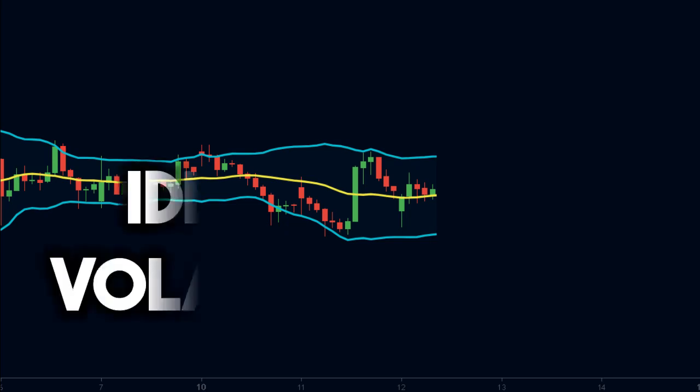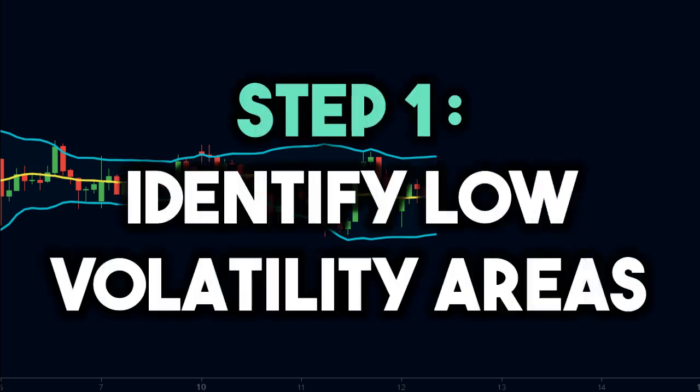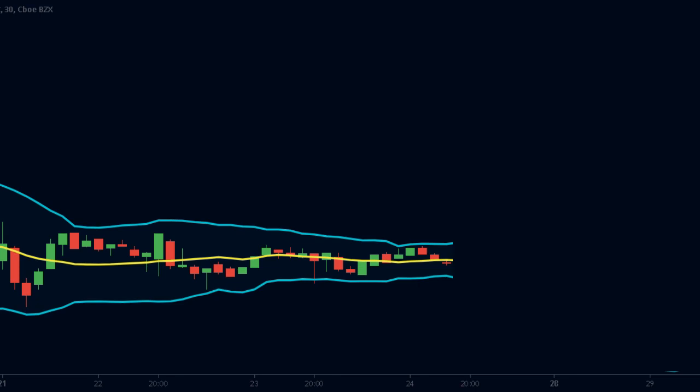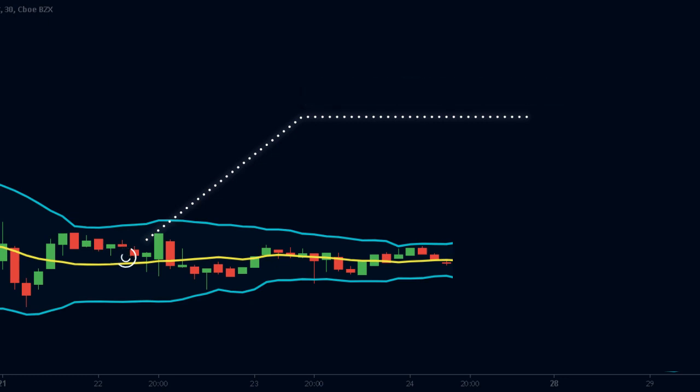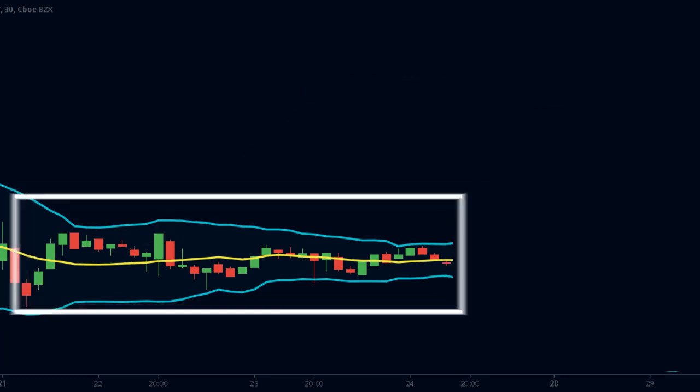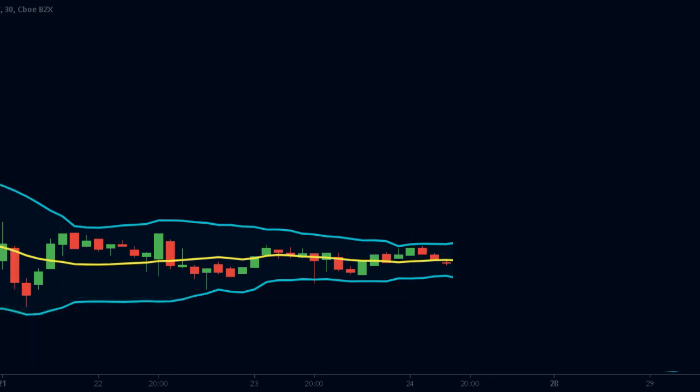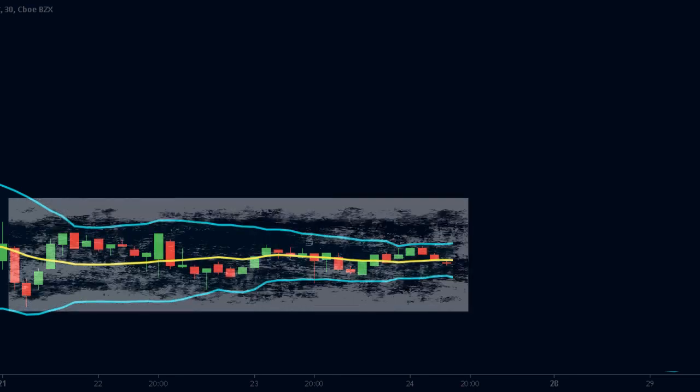For that, the first step is to find low volatility areas. Here is how a low volatility period looks. This is a 30-minute chart of the Amazon stock. Look at the middle band. It is as flat as a horizontal line. Another thing to note here is that the bands are extremely narrow. Both of these points indicate that the price is in low volatility. So, our first step is now complete. We have successfully identified an area of low volatility.